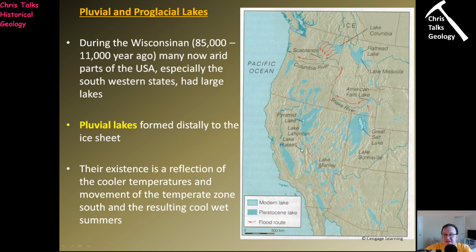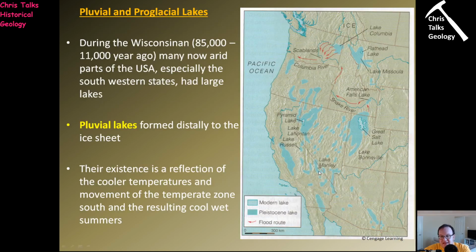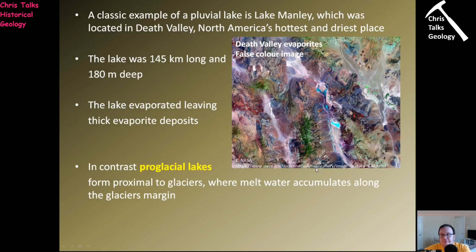Just to give you some idea, this is Great Salt Lake here, and you can see this would have been the size of the lake during the Pleistocene. So we had some huge lakes here. A classic example of a pluvial lake is Lake Manly. Lake Manly is right here, just on the California border, and it's now located in Death Valley. So a bit of a change in climate, eh?